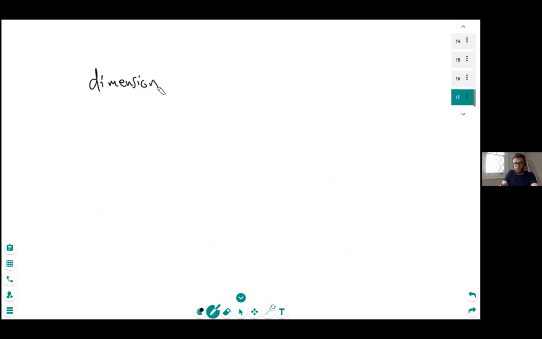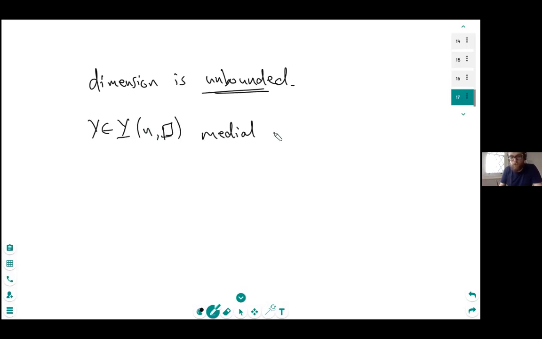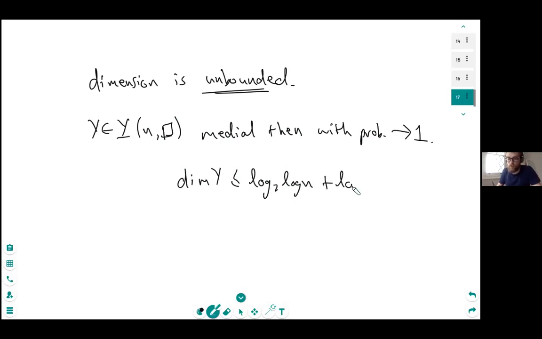The dimension is unbounded, but how unbounded? That was our first result, which says that if Y is a medial lower model, then with probability converging to one, the dimension is very close to log log n: it's bounded above by log two log n plus triple log, log two, log two, log n, plus some constant that depends on the bounding probability, and bounded below by the same thing.